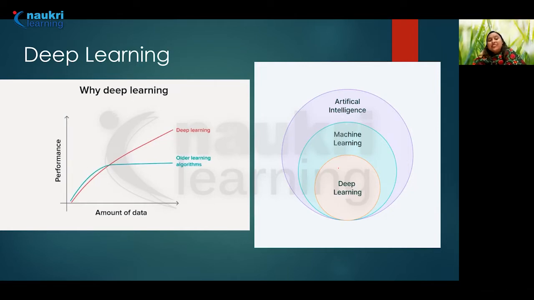As in the graph, we can see the older algorithms tend to reach a stagnant performance very soon, whereas deep learning keeps on learning when we feed data to it. At its simplest, deep learning can be thought of as a way to automate predictive analytics. While traditional machine learning algorithms are linear, deep learning algorithms are stacked in a hierarchy of increasing complexity and abstraction.